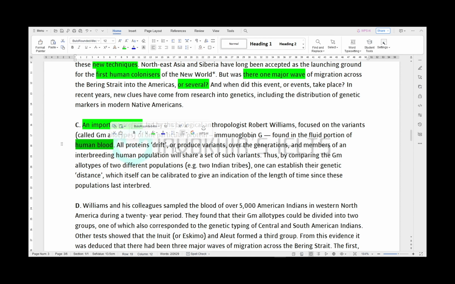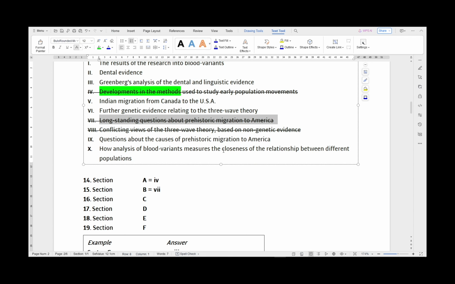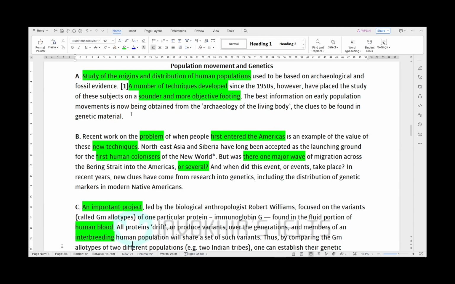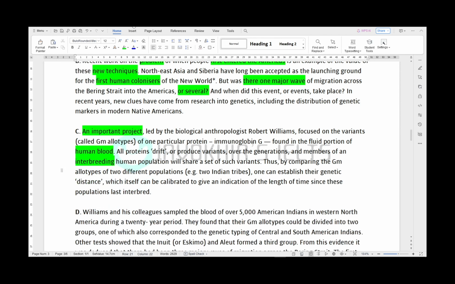All proteins drift or produce variants over the generations in members of an interbreeding human population. So this is the first thing that I noticed: interbreeding. We have the word closeness. Interbreeding means a mix of breeding, when you mix an animal with another animal, so when they breed, they come up with a new looking type of animal. So yeah, a human population will share a set of such variants.